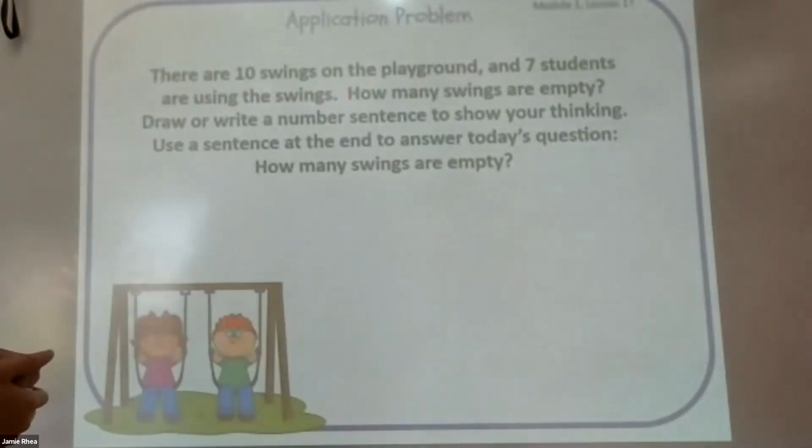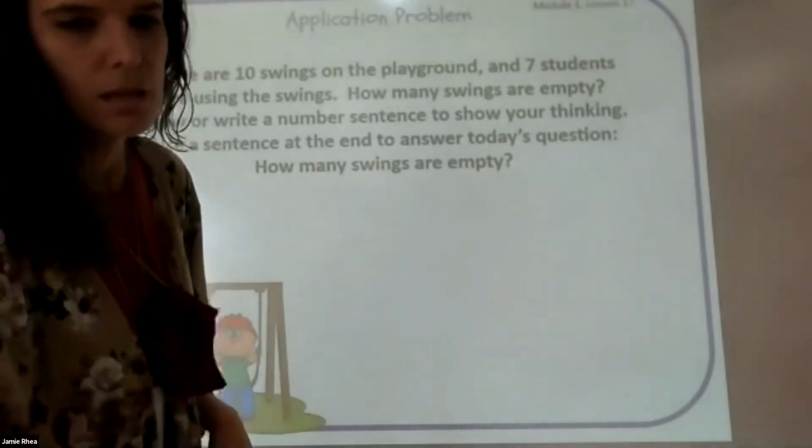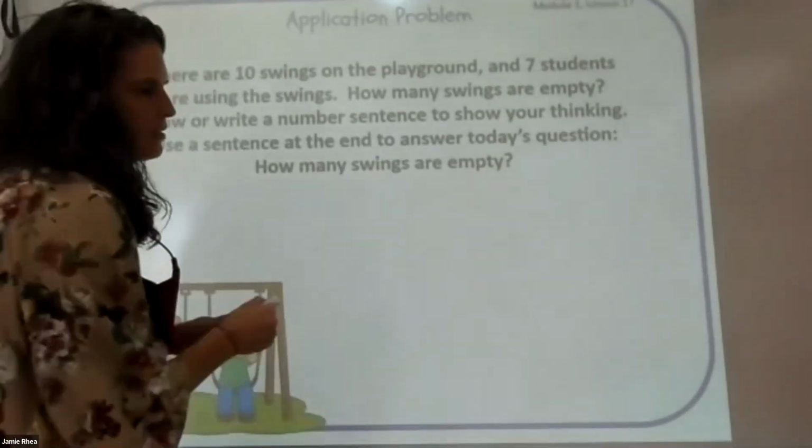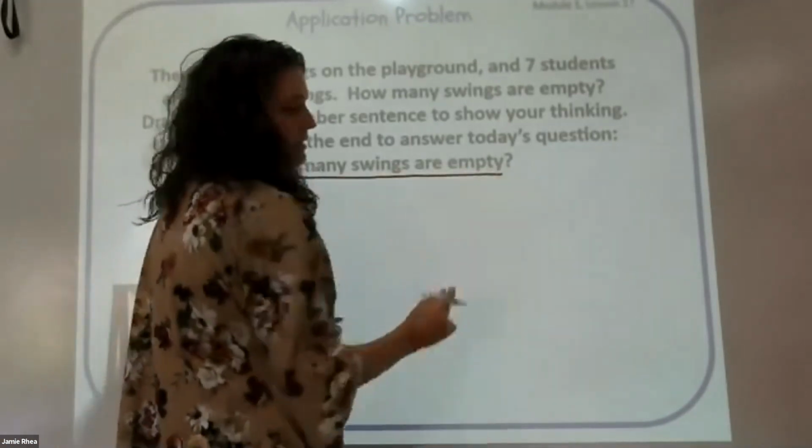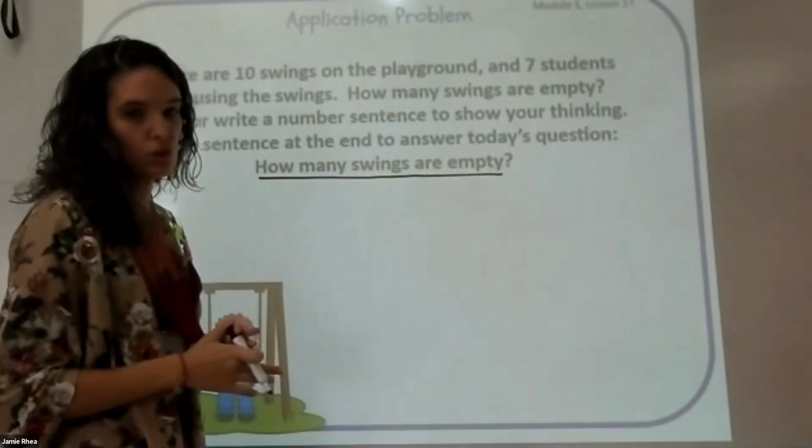There are 10 swings on the playground and 7 students are using the swings. How many swings are empty? Draw or write a number sentence to show your thinking. Use a sentence at the end to answer today's question. How many swings are empty? Now I'm going to underline today's question because that is what we're trying to find the answer to.